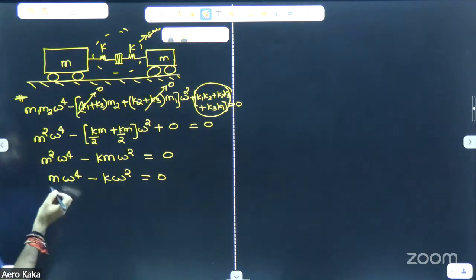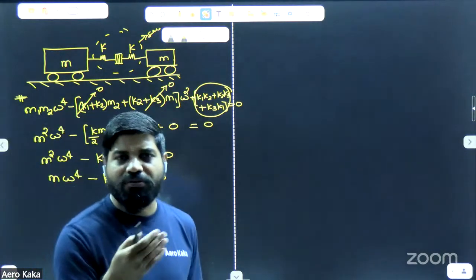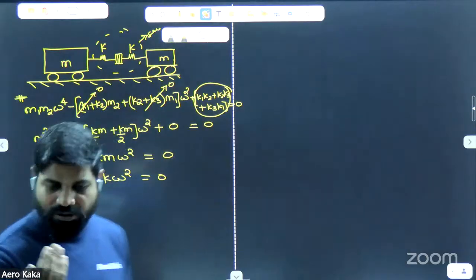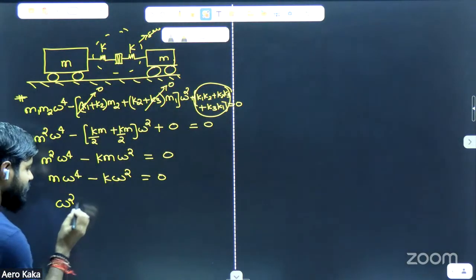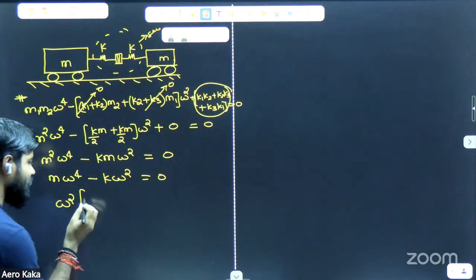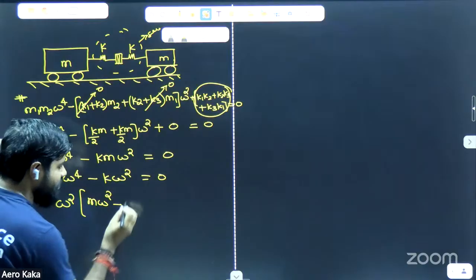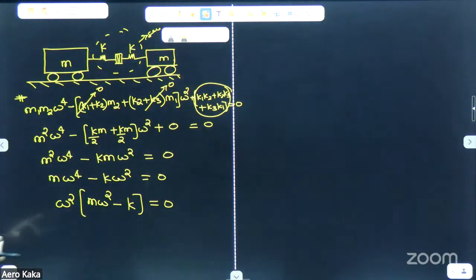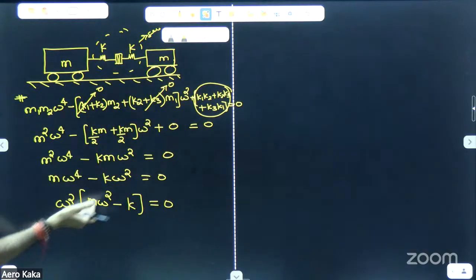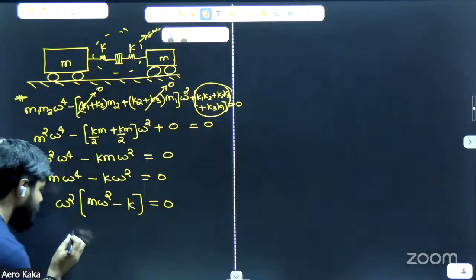If we take m common in this case, then m cannot be 0. The bracket term should be equal to 0. Again, as Kritika said, we can take omega square common. It means that it is going to be m omega square minus how much? Please help me. Minus k equal to 0. So simply these are the roots, or you can say the factors. You are just factorizing this particular equation. So from here, what can you write?